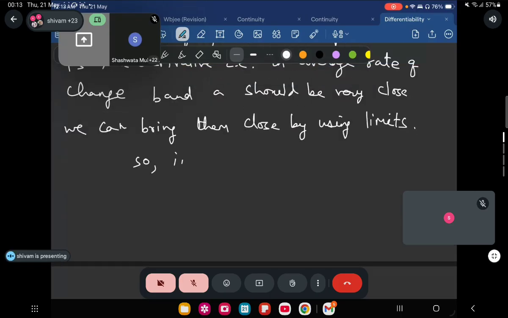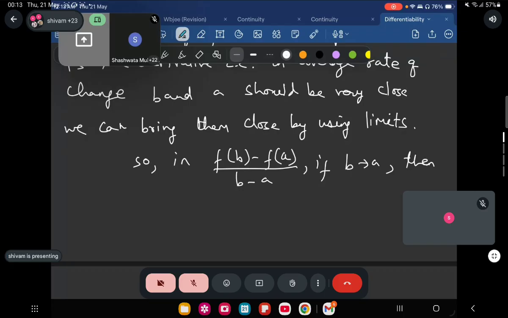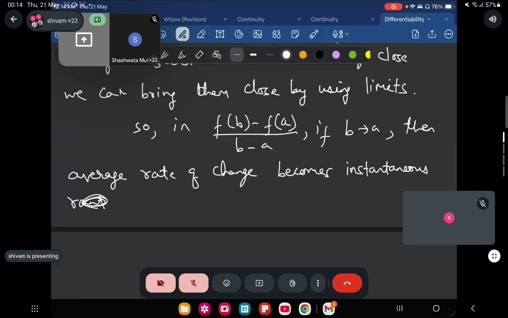So in f of b minus f of a divided by b minus a, if b tends to a, then the average rate of change becomes the instantaneous rate of change at point A.